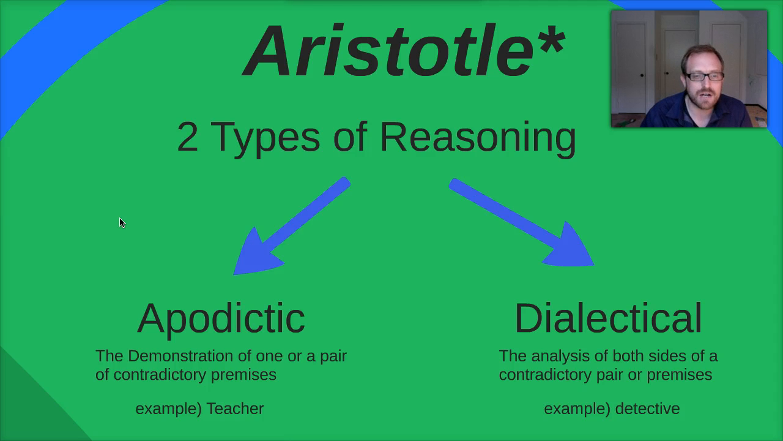Now, for Aristotle, apodictic reasoning is a type of reasoning that a teacher does. Remember, whenever you have a premise, you can always have the contradiction of that premise, right? Those two things cannot be the same. Those two things can't be true at the same time. So the apodictic form of reasoning takes one side of those two contradictory premises and then tries to demonstrate the truth of this one versus the other one.